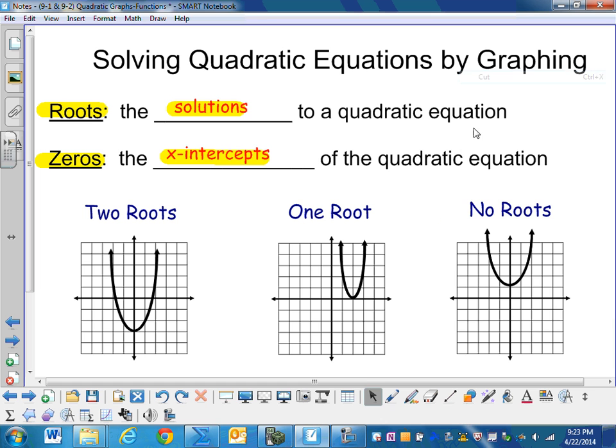And we can also have the case where there are no roots, where the graph never touches the x-axis. And the solution here would be no real numbers. You'll learn about imaginary numbers in Algebra 2, and you'll learn how to solve solutions for those, but not in this course.